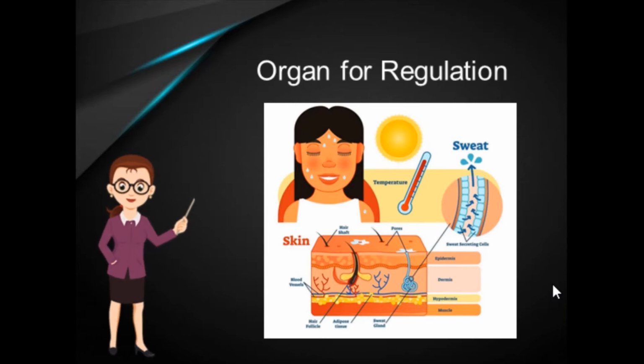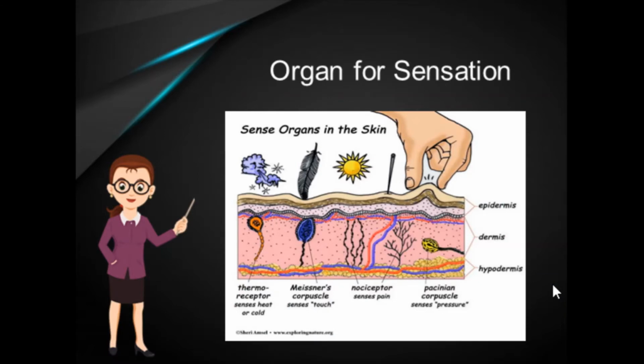The third one and the most common function of our skin is that this organ is an organ for sensation. The skin senses all the things that touch our body. For example, can you see the picture on the screen? It can feel the texture of the feather.